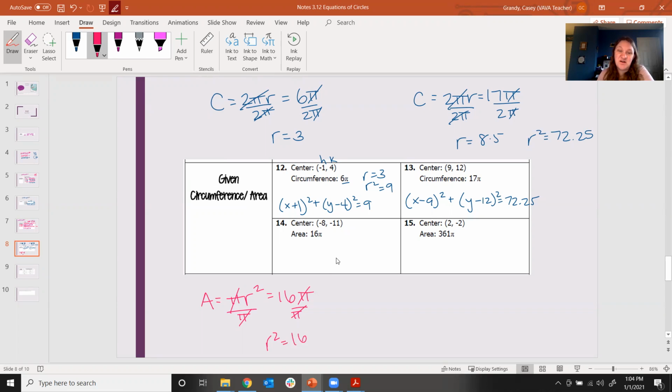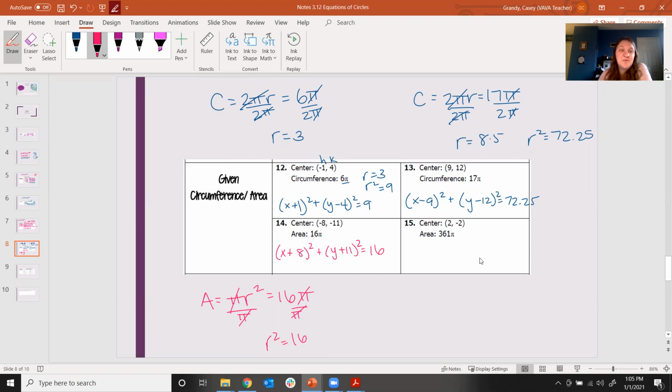And because I just need r squared in my equation, I could stop right there. If I wanted to know the radius, I would take the square root of both sides, and the radius would be 4. But because the equation of a circle uses r squared, I have everything that I need. My h is negative 8, k is negative 11. So x plus 8 squared plus y plus 11 squared equals r squared. Boom, there it is.